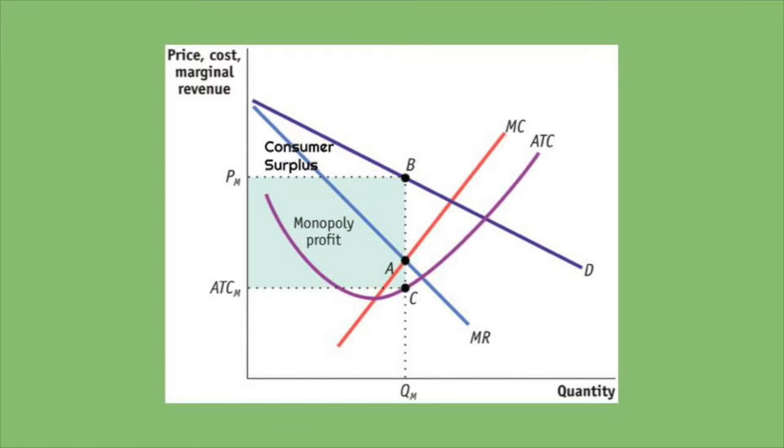Now for your area of consumer surplus, as always, it is the area between the demand curve and the price. So you look at the distance between the price of the monopoly and the demand curve, and you'll see the label consumer surplus.